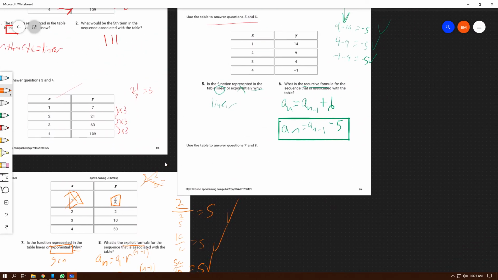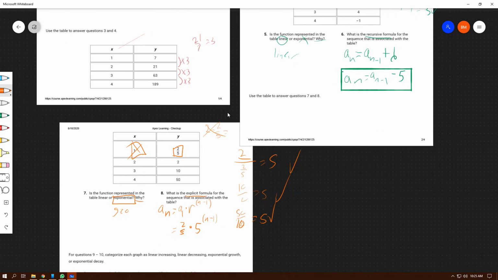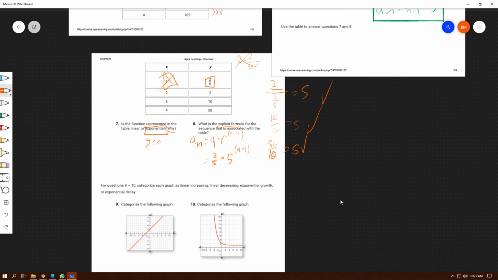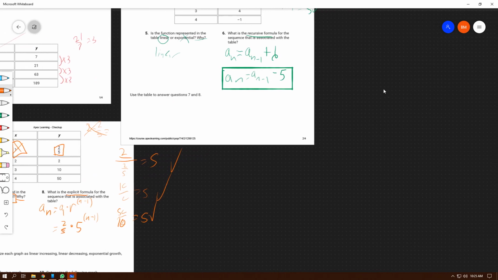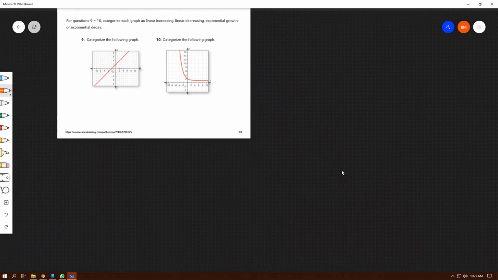Did I make a mistake on question 6? I think I did it right. Maybe they did explicit formula. All right, and then question 8. We did fine. All right, that's all good. Sorry, my notes are telling me that question 6 is wrong, but it looks like they did the explicit formula, not recursive. Yeah, it's explicit. We're good.